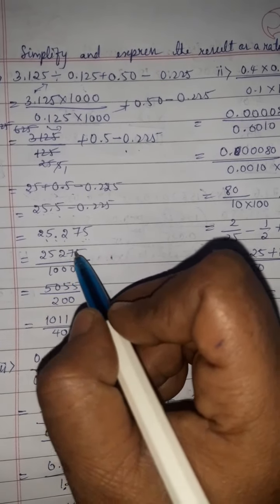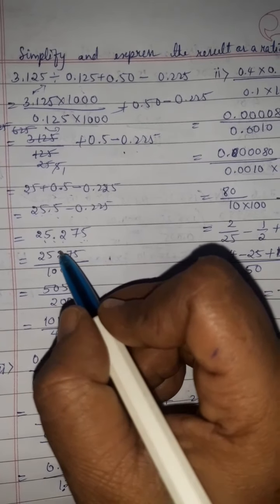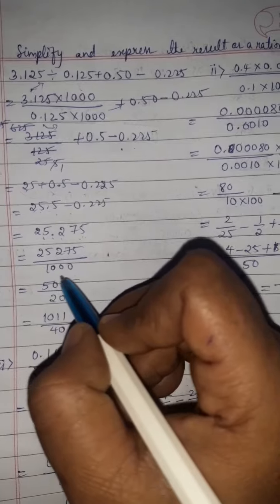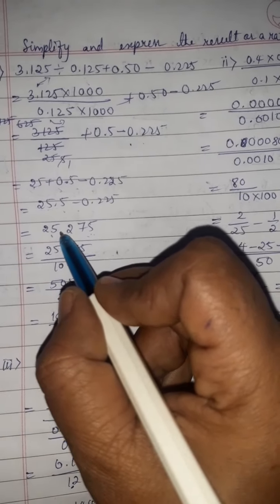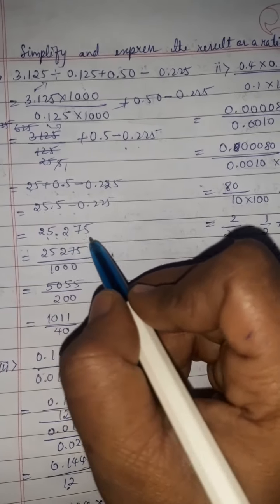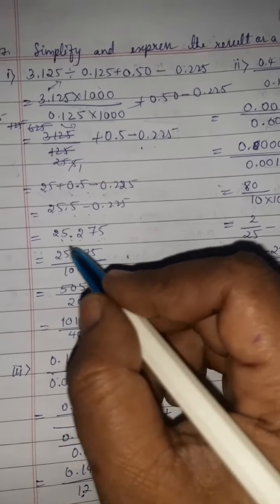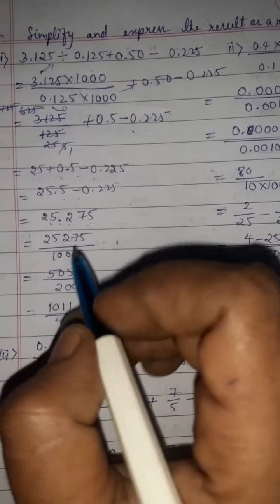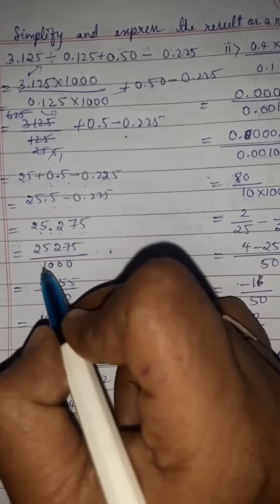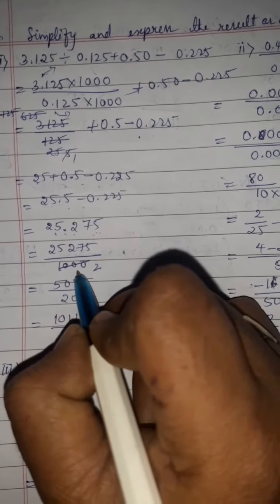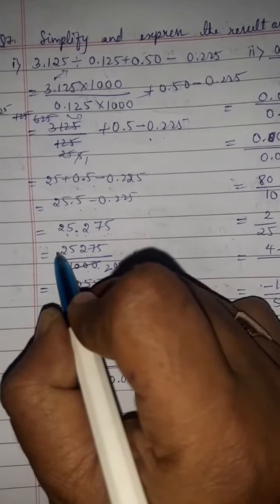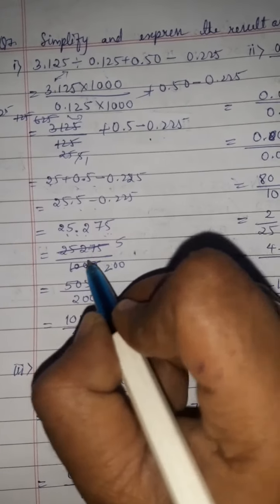25.275 can be written as 25,275 divided by 1000 in the denominator, since after the point we have 3 digits. We know how to convert the given decimal number into a rational number. Cancel with the 5 table. 5 2s are 10, 2 zeros as it is. In the numerator, 5 5s are 25.